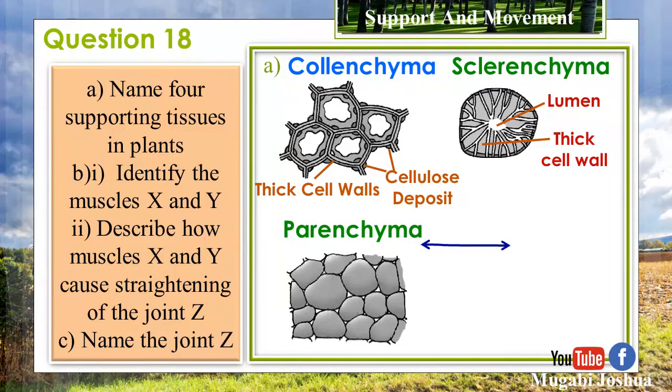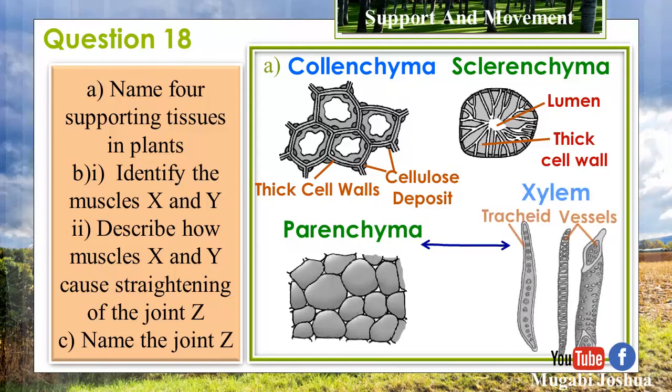Then we have the parenchyma tissue. These are cells which are closely packed together, and when they get turgid, they provide support to the plant. Then we also have the xylem vessels, those are the tracheids and vessels. Their walls have been lignified, therefore they can provide support. Those are the 4 supporting tissues in plants.